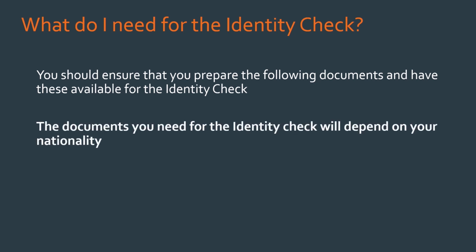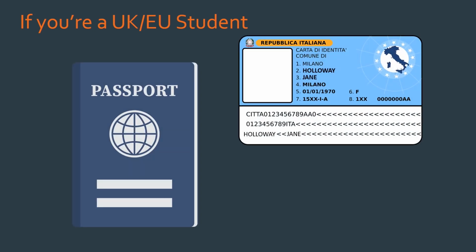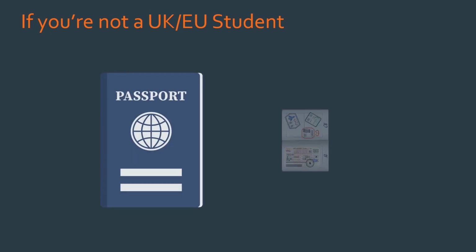Depending on your nationality, you will need the following documents for your ID check. If you have UK nationality or you are an EU national, you will need a valid passport or EU national identity card to complete your ID check. If your nationality is not from the UK or EU, to complete your ID check, you will need a passport and valid visa.